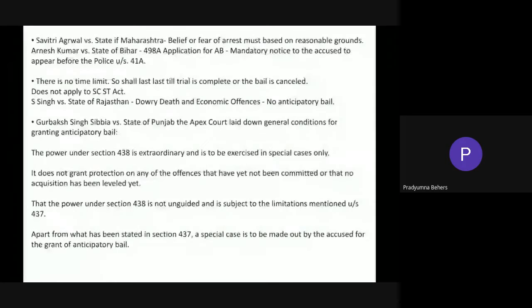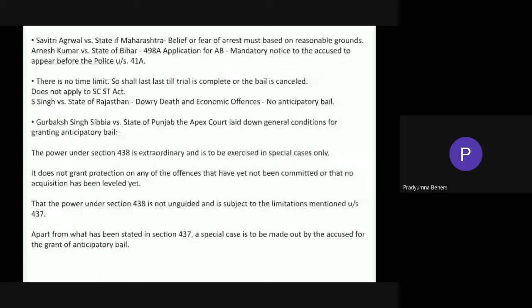In S. Singh versus State of Rajasthan, it was held that in dowry deaths and economic offences, there shall be no anticipatory bail. And of course, this anticipatory bail does not apply to the SC/ST Act as well. There are certain exceptions where anticipatory bail cannot be granted.